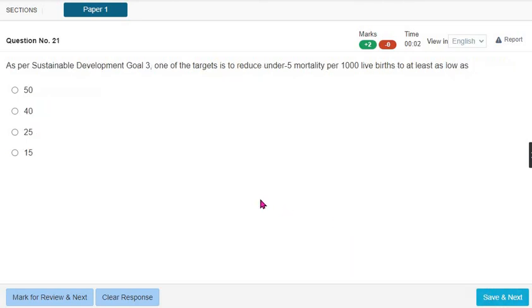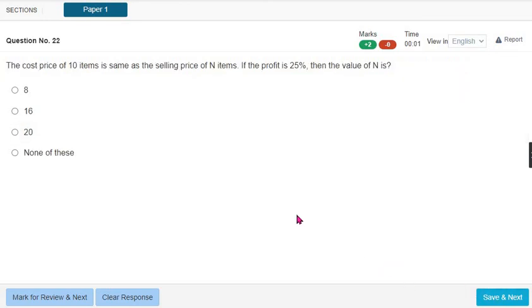As per Sustainable Development Goal 3, one of the targets is to reduce under-5 mortality to at least as low as 25 per thousand live births. Okay. The cost price of 10 items is the same as the selling price of n items. If the profit is 25%, then the value of n is 8.